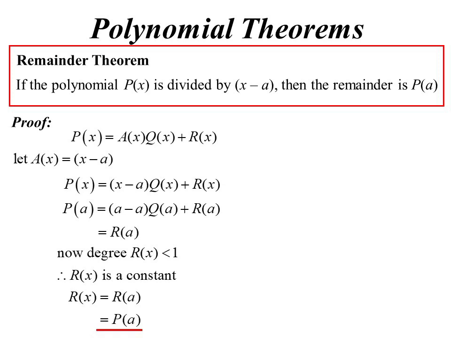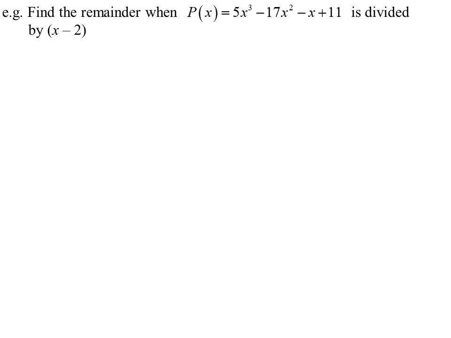So remainder a is the same as remainder x, because if it's a constant, it's not going to change. It's always going to be that value. So rx is a constant, so rx and ra are the same, therefore it must be polynomial a. There's our remainder. Now using that, here's the same question we looked at yesterday.